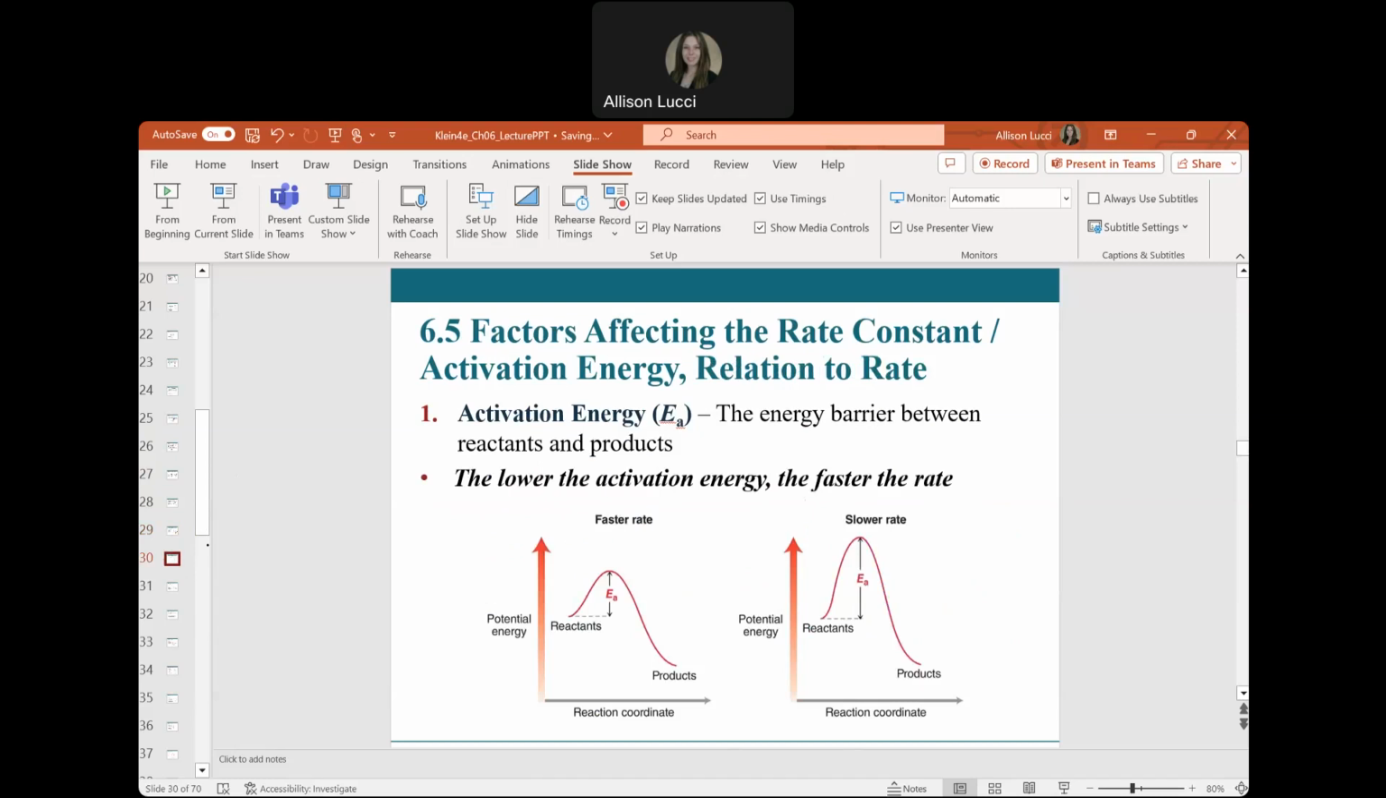So we can see here, summarized between these two slides, we have a lower activation energy versus a higher activation energy. So the lower results in a faster rate, and the higher activation energy would cause the reaction to move slower. Right, so this is good to note here.